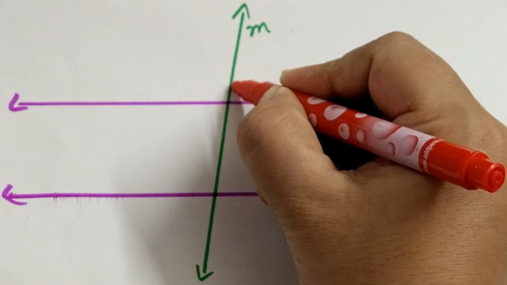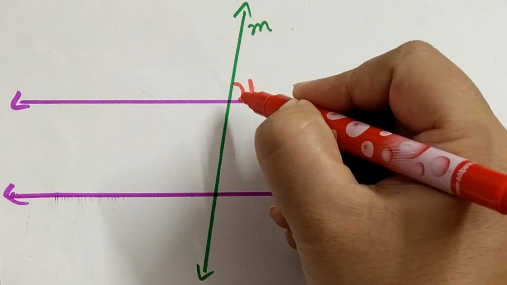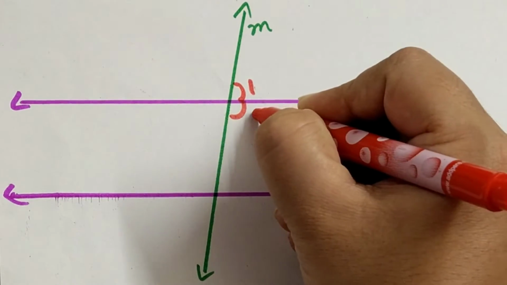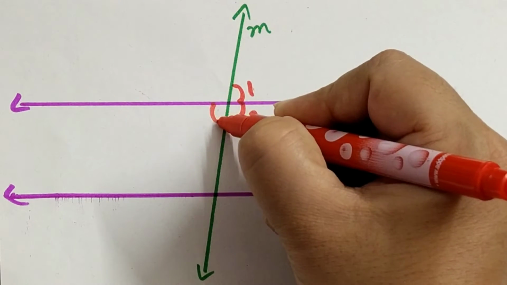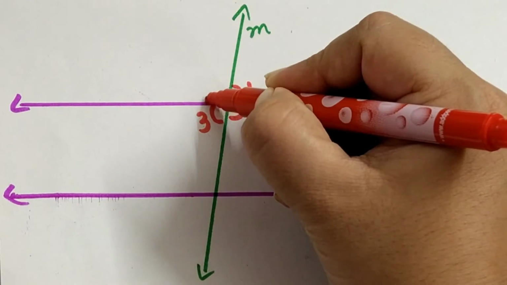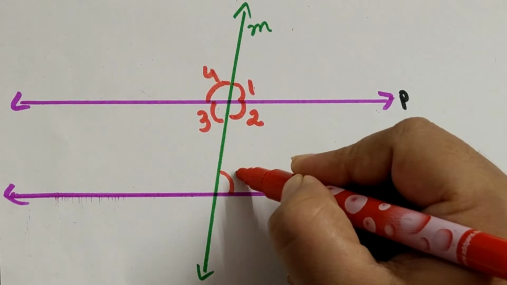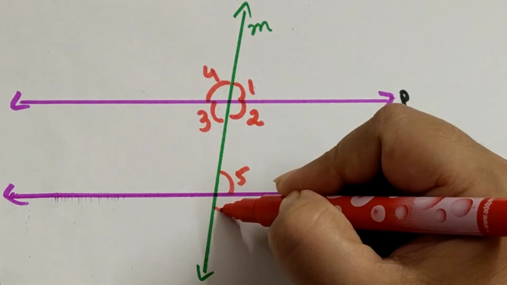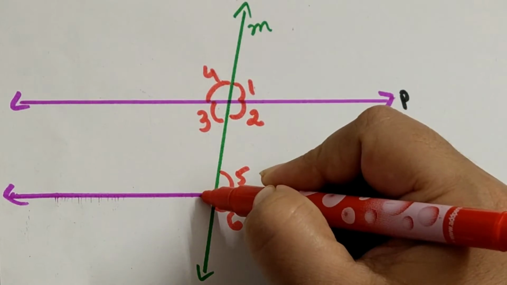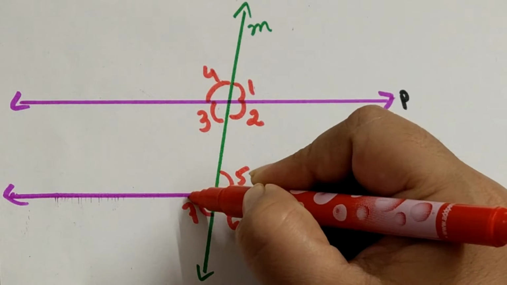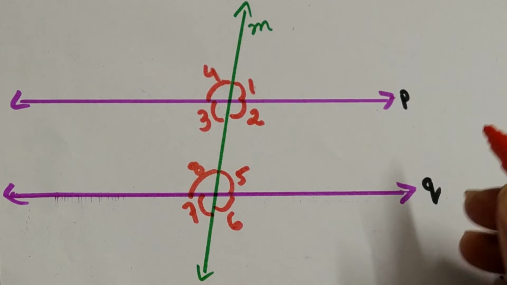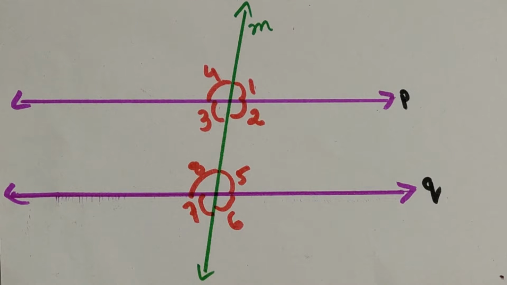So, this is angle 1, this is 2, this is the third angle and the fourth angle. In the same way here, fifth angle, sixth angle, seventh angle, and eighth angle. So we can say that when parallel lines P and Q are cut by a transversal M, then 8 angles are formed.